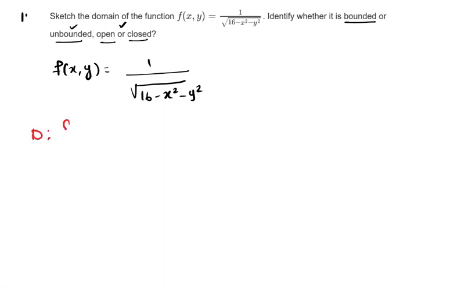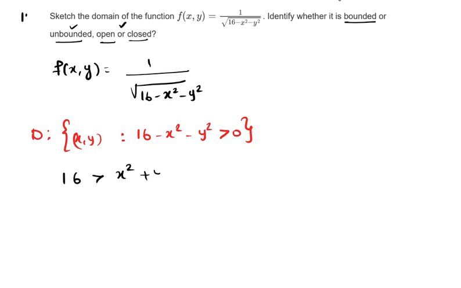the domain can be written as x comma y such that 16 minus x square minus y square is greater than 0. That is, 16 greater than x square plus y square. So we can write it as x square plus y square is less than 16, right? So we can write like this.